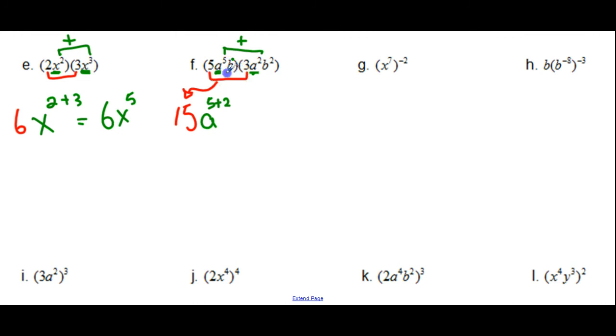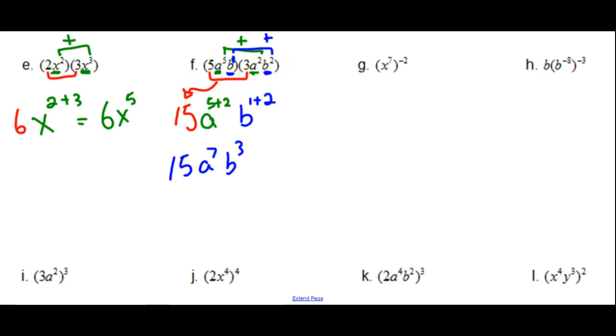For b, we have the same base over here. This one has nothing on it, so it's going to be a 1. We take that 1 and add it to this one right here. So it's going to be b to the 1 plus 2. Let's simplify that. That's 15, a to the 5 plus 2 is 7, b to the 1 plus 2 is 3. And that's it. Make sure you understand this one because you will definitely see something like this more and more.